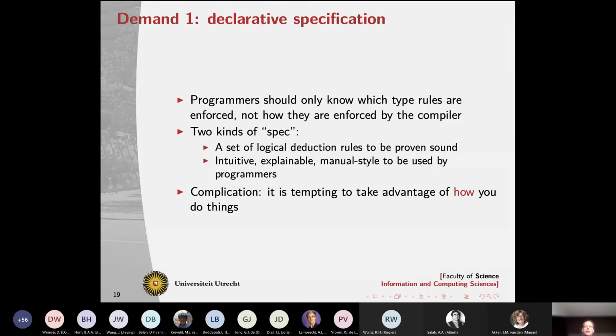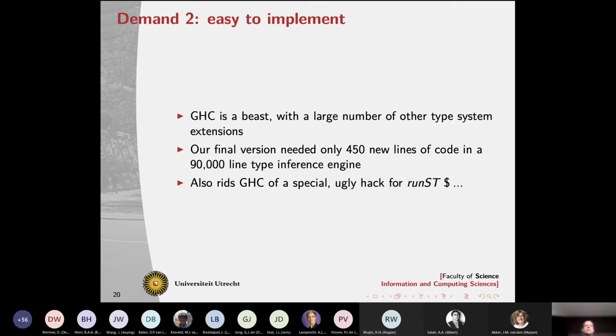compiler does its work. There are actually two kinds of specification: a set of logical deduction rules, like we saw before, that we have to prove sound, of course, but also some kind of intuitive, explainable manual style explanation to be used by actual programmers. The complication here, and this is specifically with impredicativity, is that it's very tempting to take advantage of how you do things. So you should always try to avoid that.